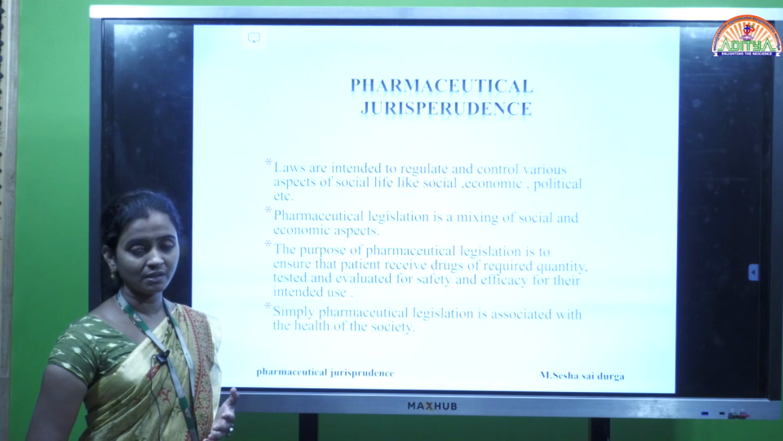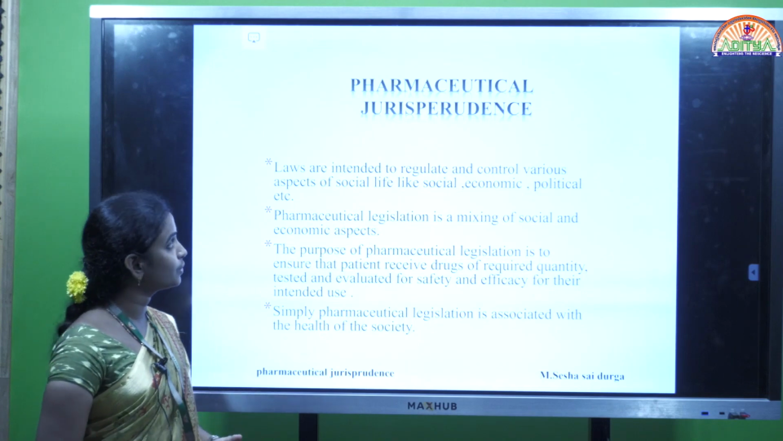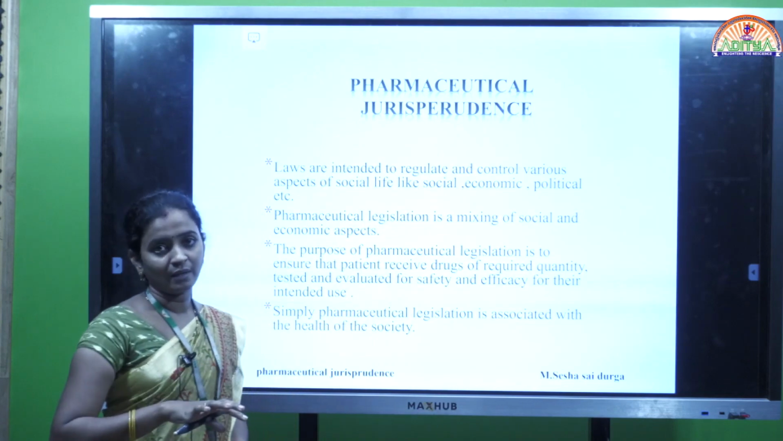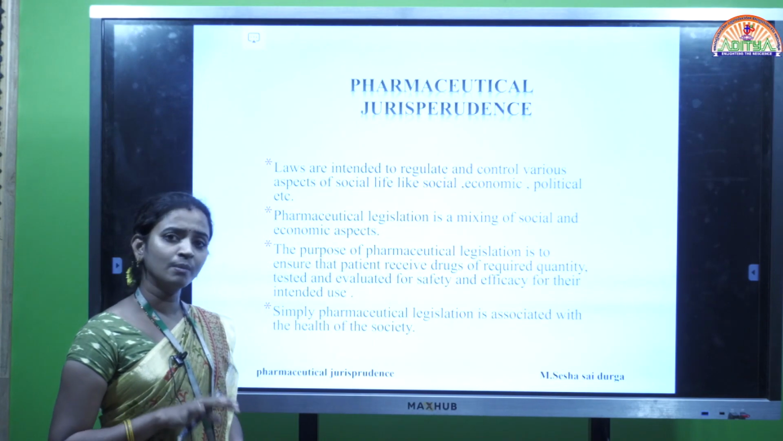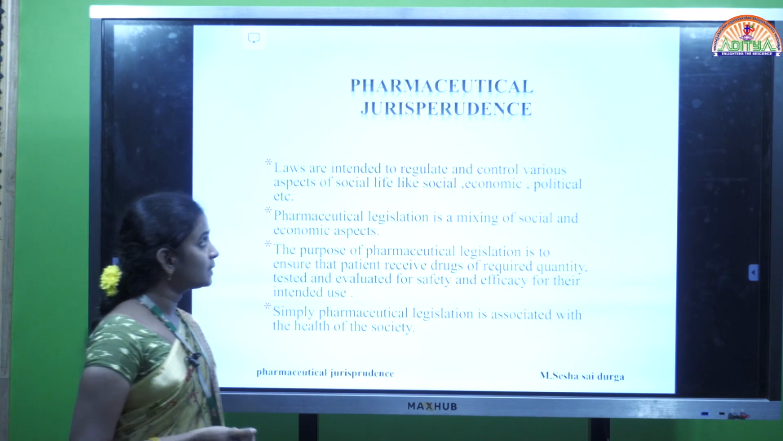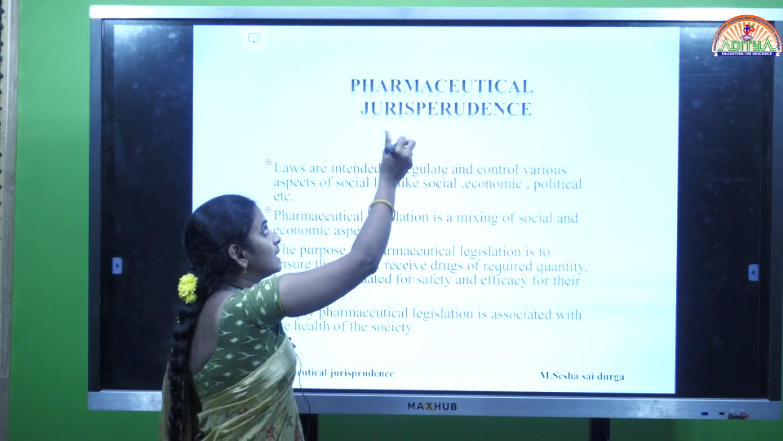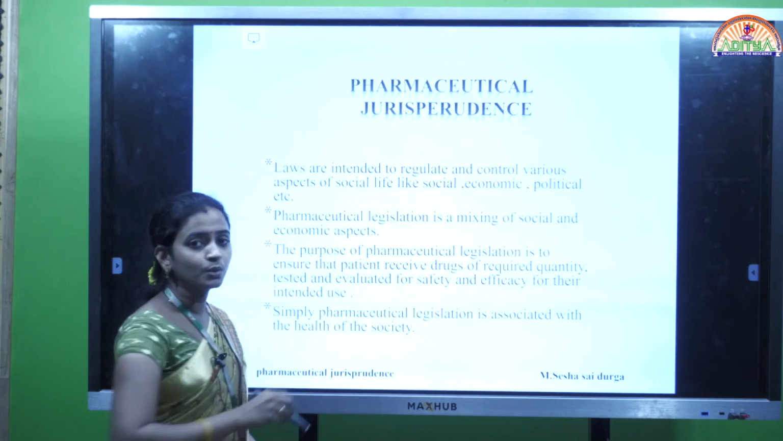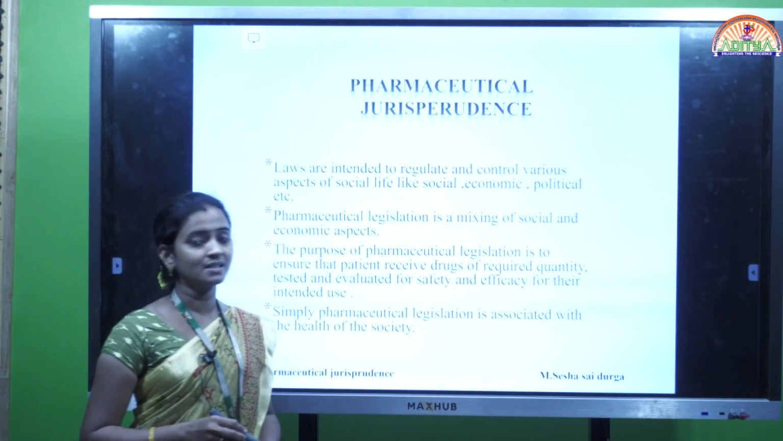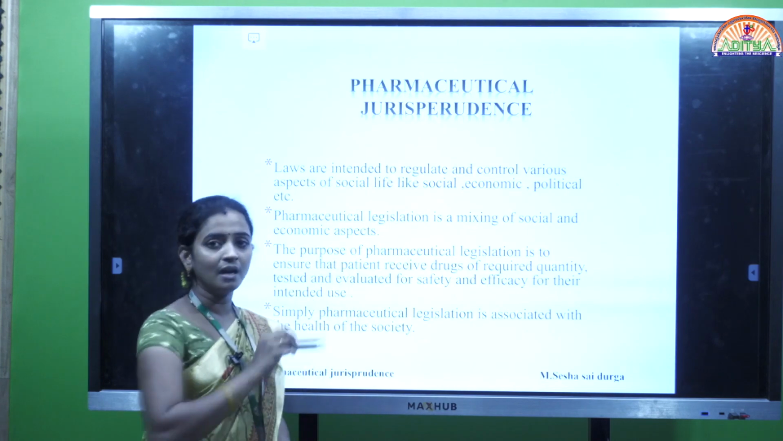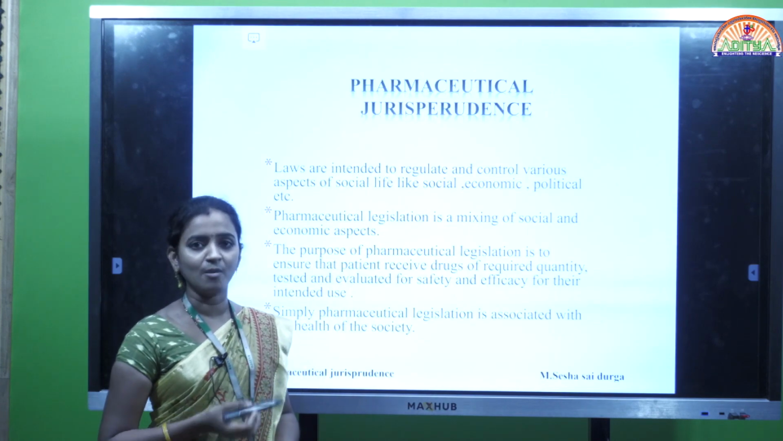Before going to discuss the syllabus, first we should know about the title name. The title name is the subject name. What is jurisprudence? What is the meaning of that? First we should understand that one. So here juris means nothing but laws. Pharmaceutical jurisprudence means laws which are related to pharmacy.